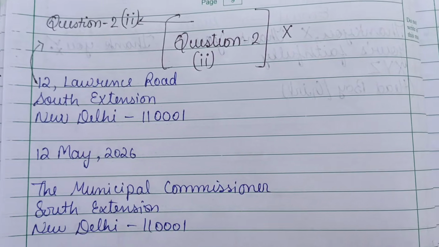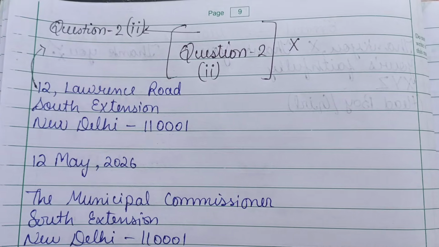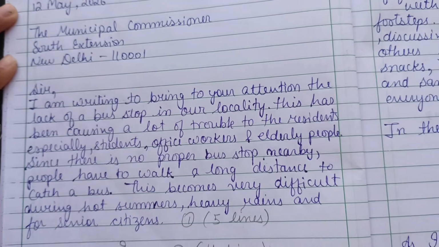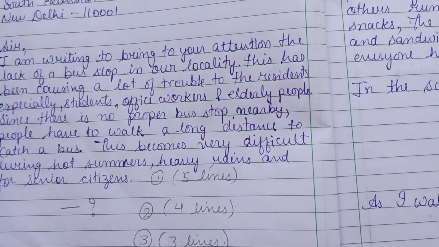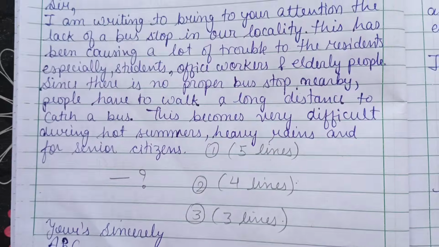Now talking about our question 2, that is letter. I always do formal letter. You can also do that because that's very scoring. The letter should start only from the new page, and you have to complete it within that page only. No need to use an extra page for the letter. One paragraph should consist of at least 5 lines, the second should be 4 lines, and the third should be 3 lines only. No need to write extra in the letter.